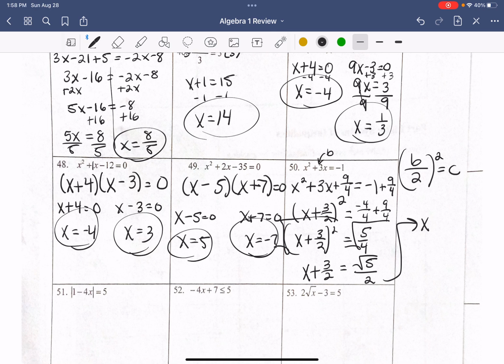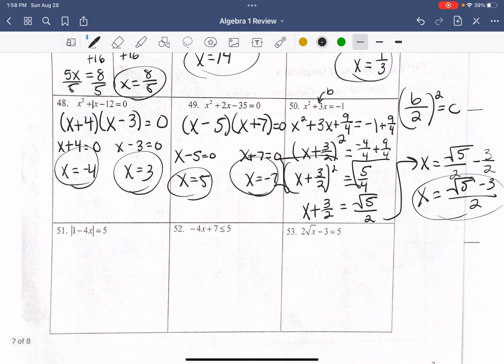But when you subtract 3 over 2, you get x equals square root of 5 over 2 minus 3 over 2. The denominators are the same, so you can write it as square root of 5 minus 3. Make sure it's not under one square root. The minus 3 should be separate, and then all over 2. And that is your answer. So, like I said, not the nicest one, but what you gonna do?